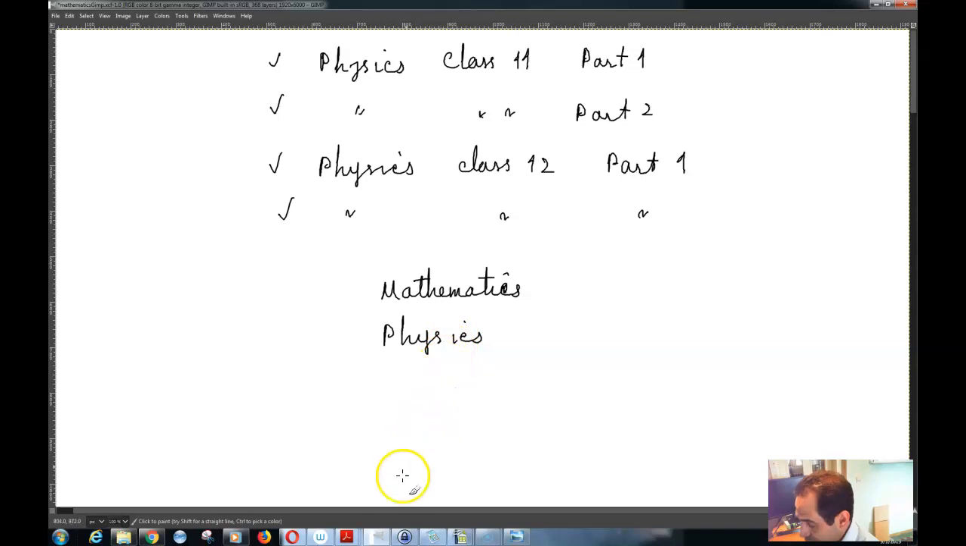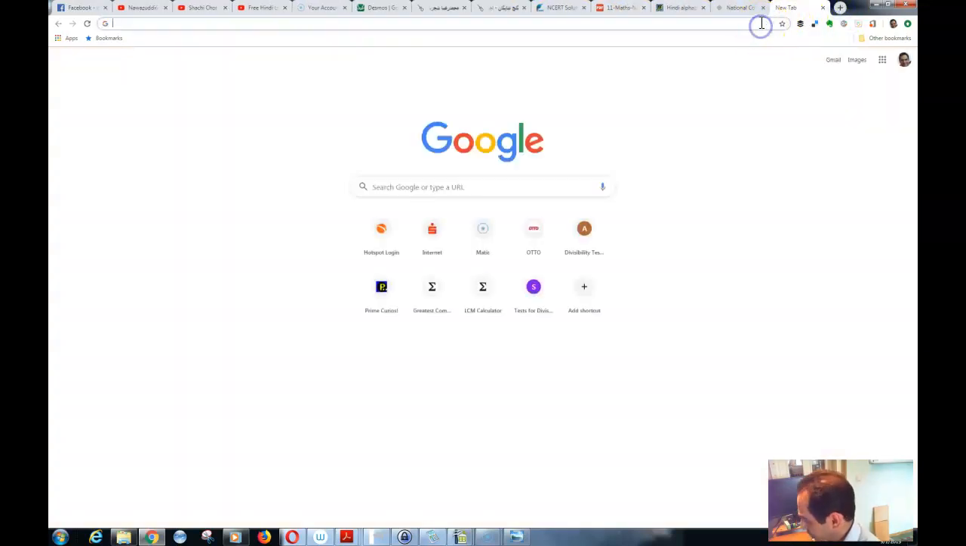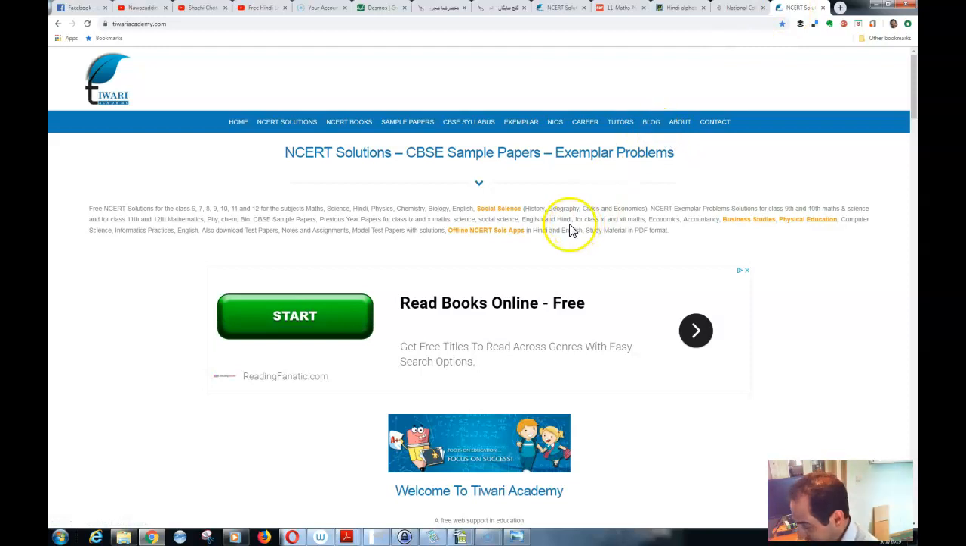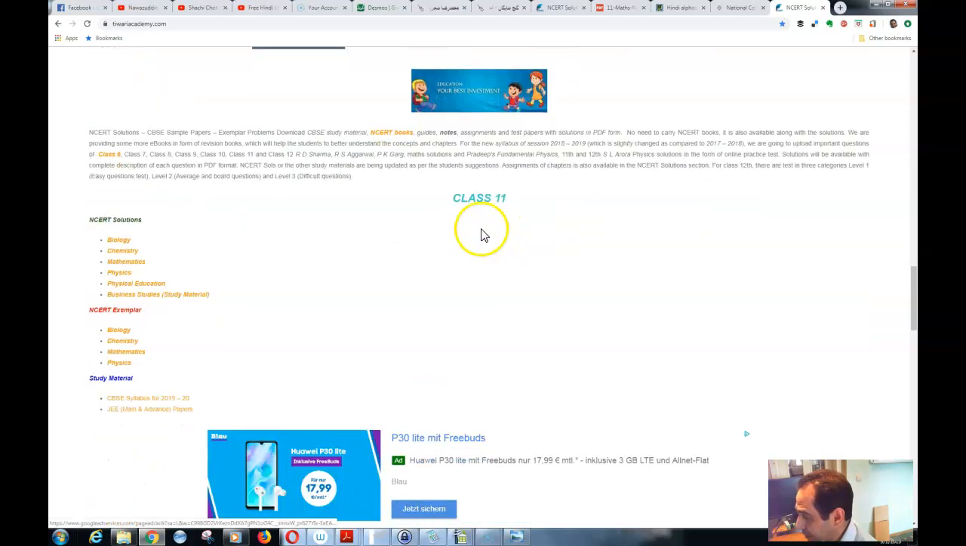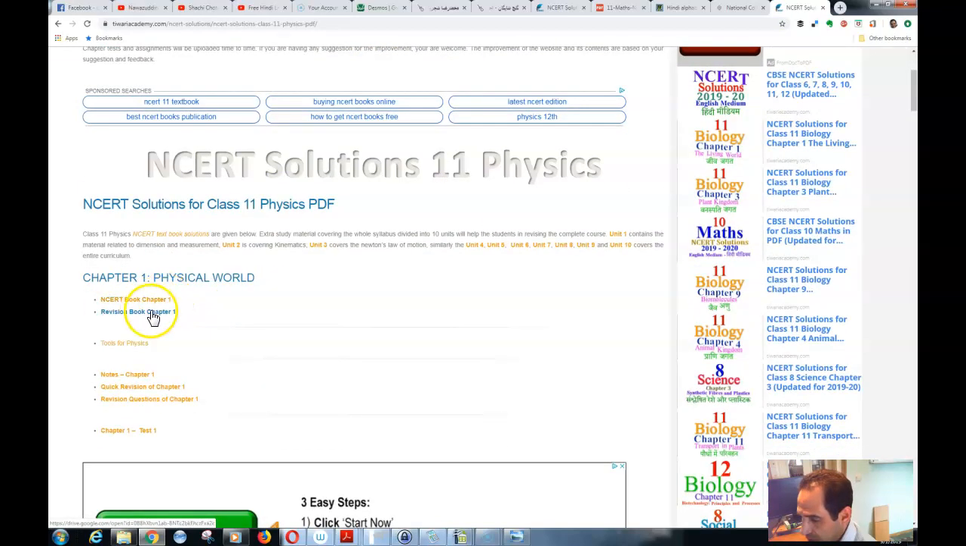And usually in this series of books you get a whole bunch of exercises at the end of each chapter, and you get to solve those examples. There are websites, for example this website over here, Tiwari Academy.com. They have class 7, class 8, class 9, class 10, and class 11, and these are the solutions for all of the problems that you will find in the book. For example, if you go to physics, this is the NCERT book chapter 1, notes chapter 1, tools for teachers, and so on and so forth.